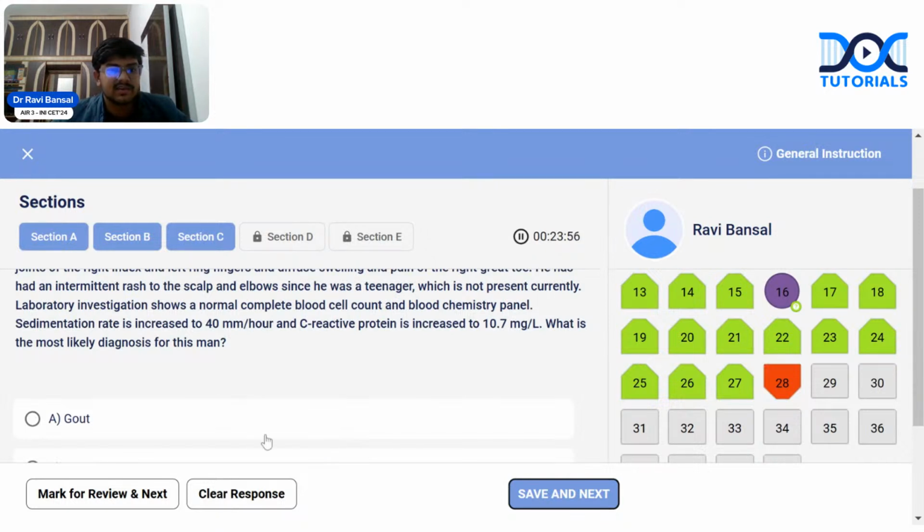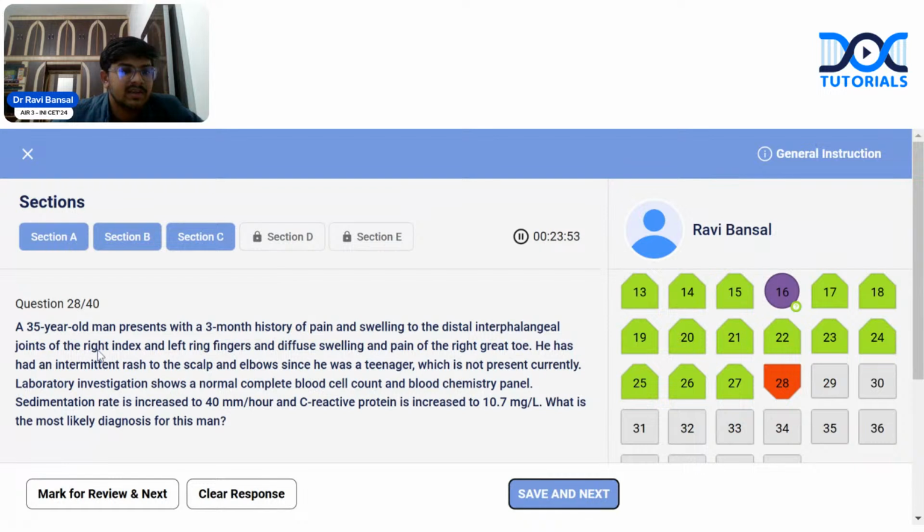What is the most likely diagnosis for the man? A 35-year-old man presents with a 3-month history of pain and swelling of the distal DIP joints on the right index and left ring finger, diffuse swelling and pain of great toe. So they have given pain of DIP and great toe. When I hear great toe, gout comes to my mind. He has intermittent rash on the scalp and elbow since he was a teenager. So derma plus joint pain, psoriasis. Which is not present currently.